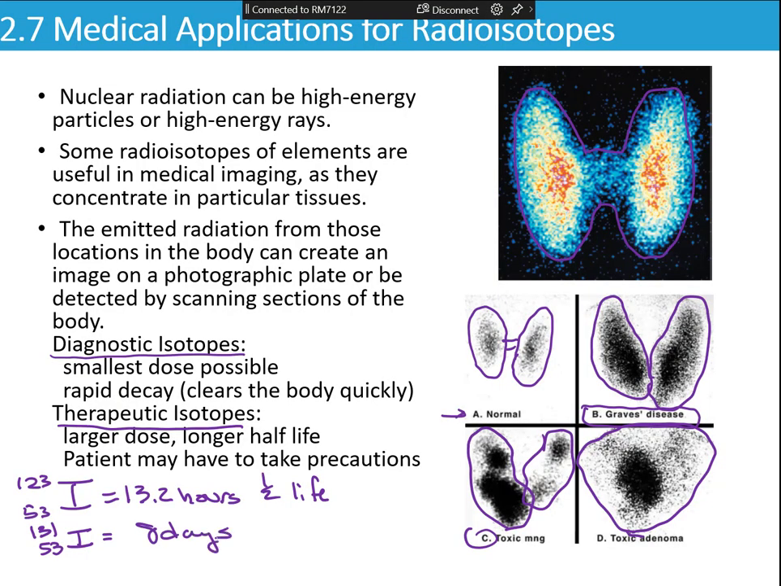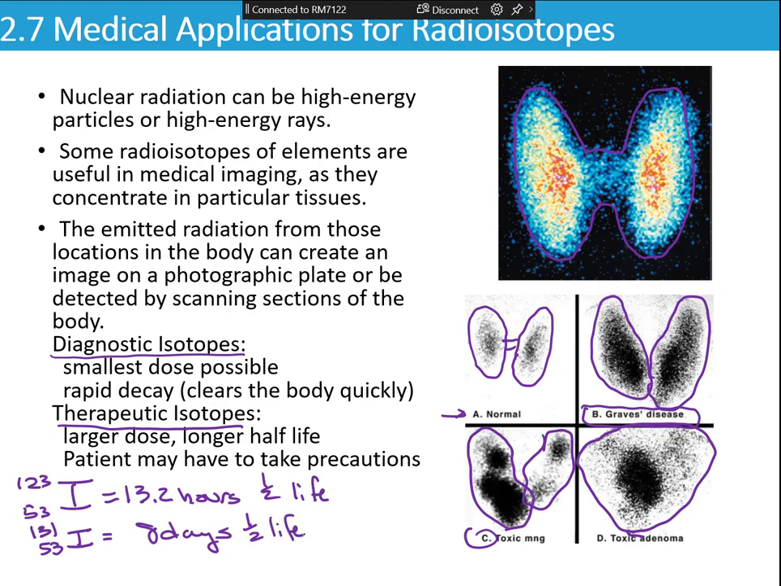So they're going to give you a higher dose of this. And then it's going to take 8 days for half of it to disappear out of the thyroid. And then 8 more days for another half of it to disappear. So it's actually going to take about a month. It'll take about a month for it to get to such a low amount present in the thyroid that you don't have to worry about exposing others.